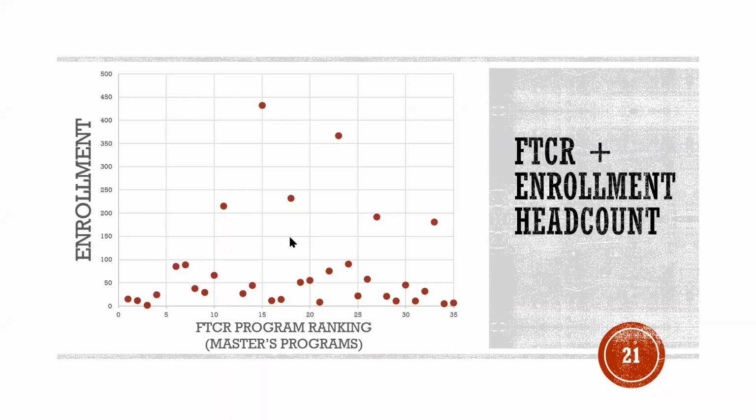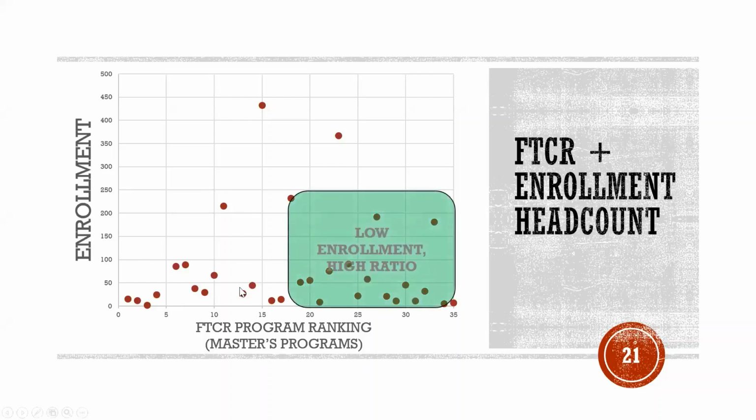So using rank rather than the raw ratio allows us to evenly distribute each program, which gives us essentially our own little action priority matrix. So if you divide this graph into quadrants, in the lower right, you have the programs of least concern, programs that have low enrollment, but that have full text coverage ratios that are above average relative to other programs. So these small programs appear to already be pretty well served by our collections.